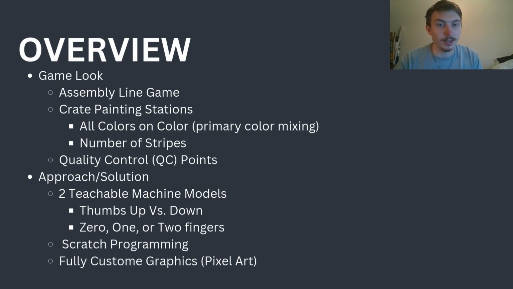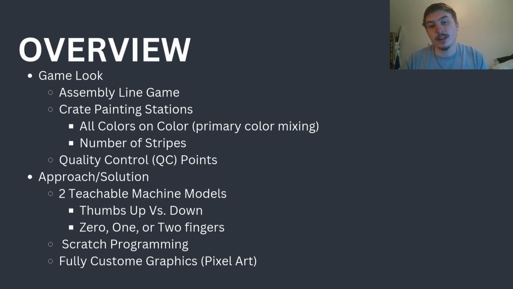This same mechanism is used for determining whether the crate is to be incinerated or pass through quality control, as decided by the user. There is also a station where the user determines the number of white stripes to be added to the crate. The number can include 0, 1, or 2 stripes. The user will input their decision based off of the target crate by holding up the number of fingers corresponding to the number of stripes.